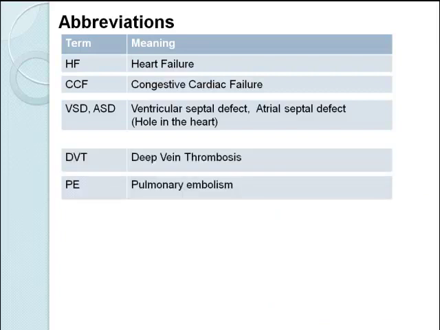DVT, deep vein thrombosis. Osis is our ending, meaning a condition or a disorder. So I have a condition of having a clot deep in my vein. Potentially what can happen with DVTs, deep vein thrombosis, is these stationary clots can become mobile, and you can have a PE, a pulmonary embolism. So the embolism is the travelling clot, and pulmonary is telling us it has landed in the lungs.